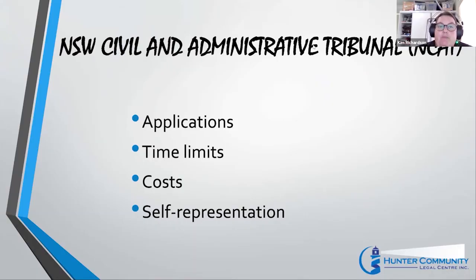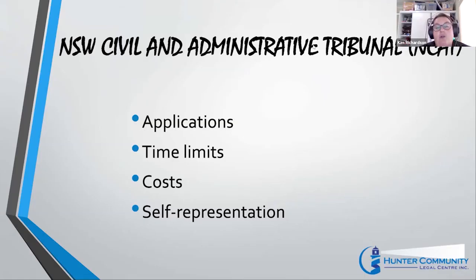Now, there are time limits in terms of making an application to NCAT. An application about a breach must be made within 3 months of becoming aware of the breach. Other types of applications have different time limits, and they are set out on the application form. If a time limit has passed, don't despair too much. You can make an application for an extension of the time limit in which to make the application.